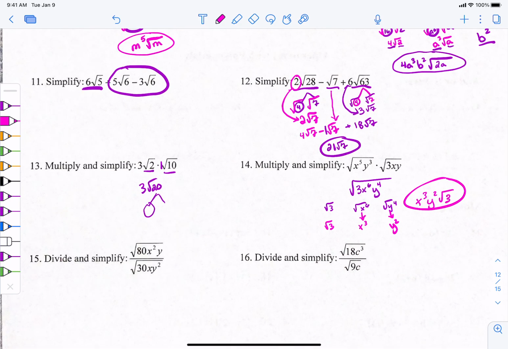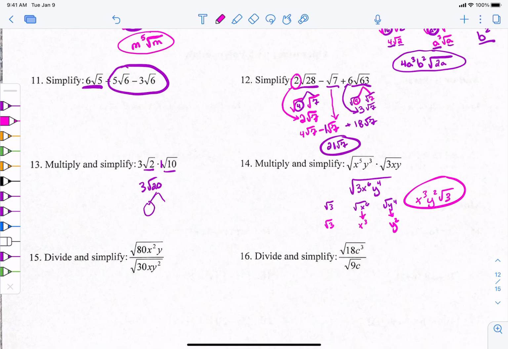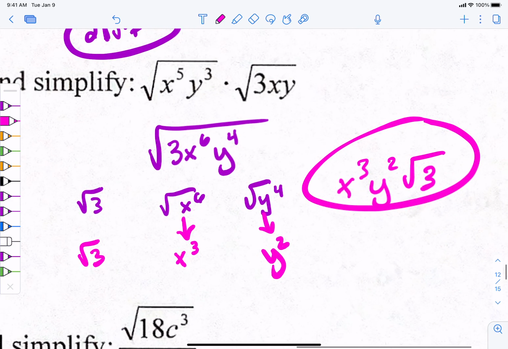Wait, what? You subtract the variables. Are you confused? Never mind. Okay, did you get it figured out?